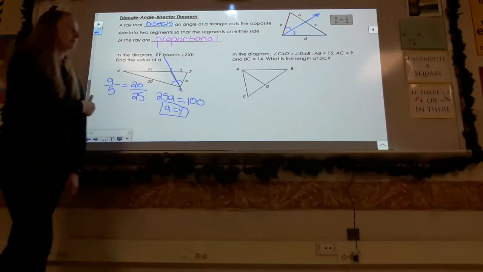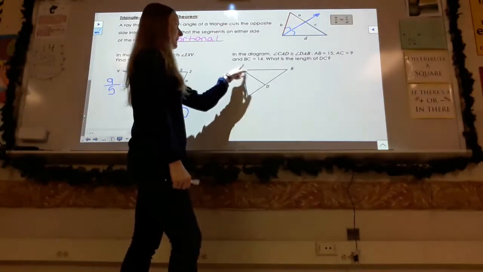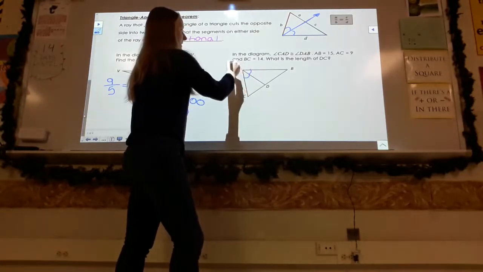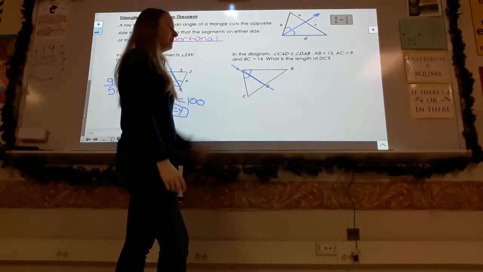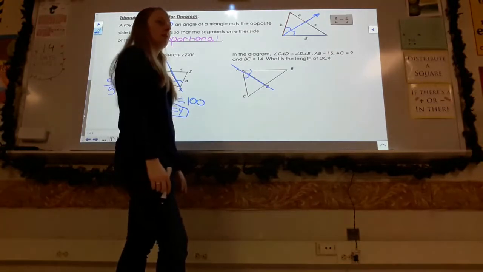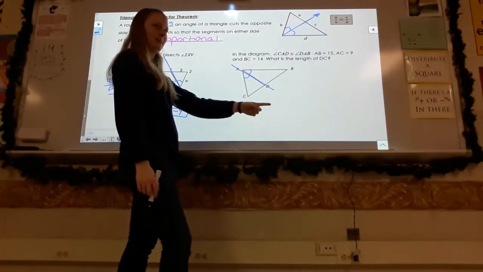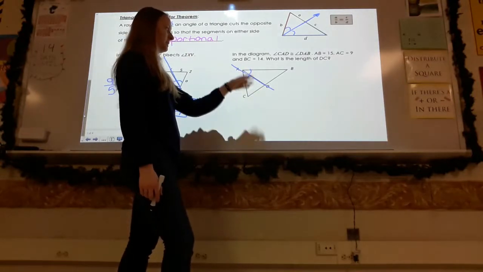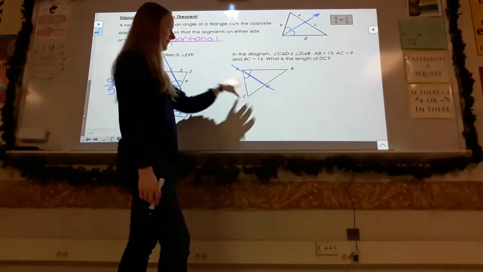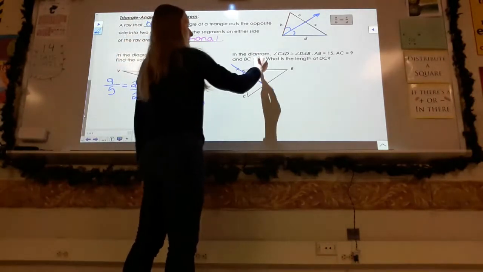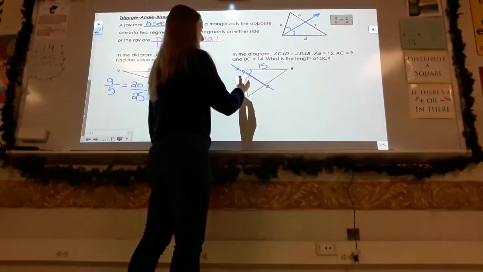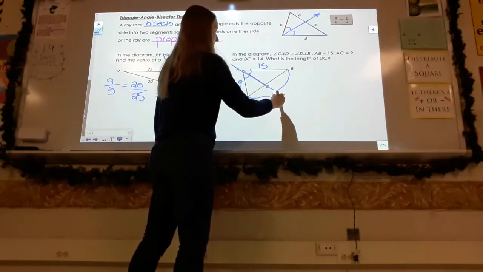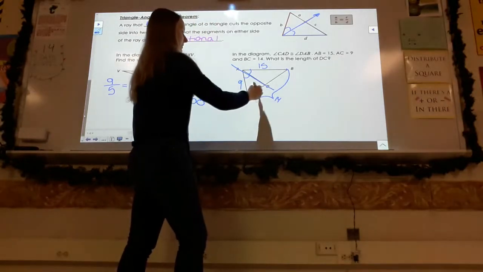Okay, let's try this one. In the diagram, CAD right here is congruent to DAB right here. So what does that make AD? If these two are equal, what does that call that? Well, yes, but specifically, it's an angle bisector. Because these two are equal, they're angle bisectors, so you're going to be working on this side of the river and this side of the river. They're telling us that AB is 15, we know that AC is 9, and we know that BC is 14. I'm trying to find the length of DC.